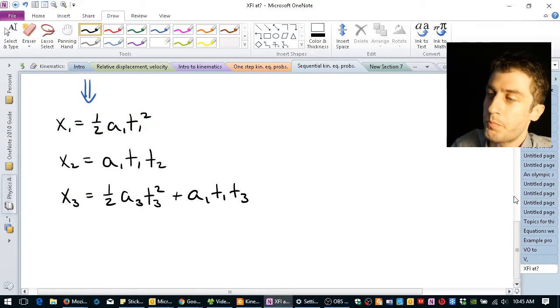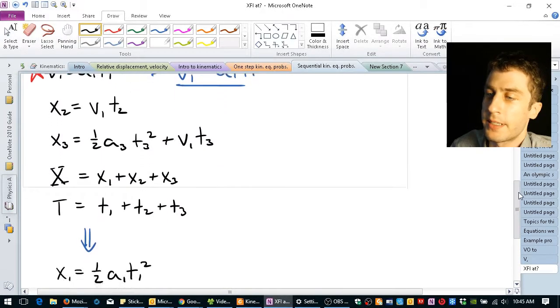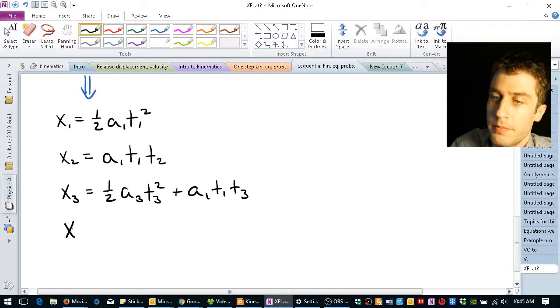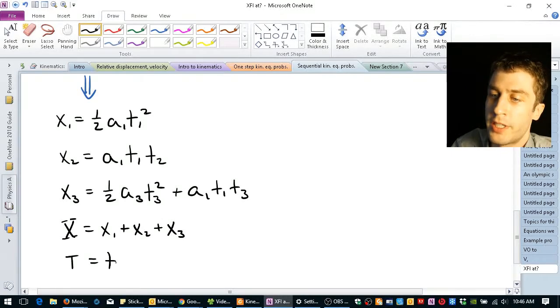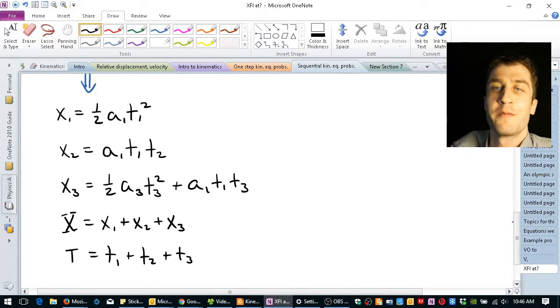All right. Capital X is equal to x1 plus x2 plus x3. Capital T is equal to t1 plus t2 plus t3. Okay, so you should be rejoicing that we now have reduced it to 5 equations and 5 variables.